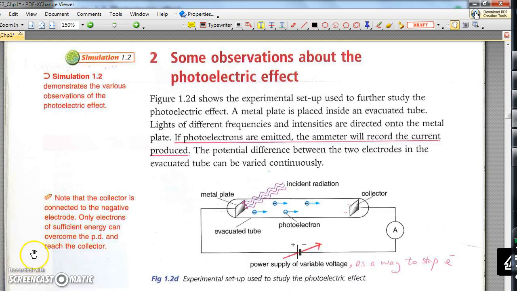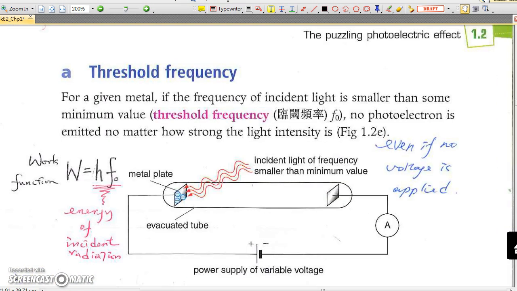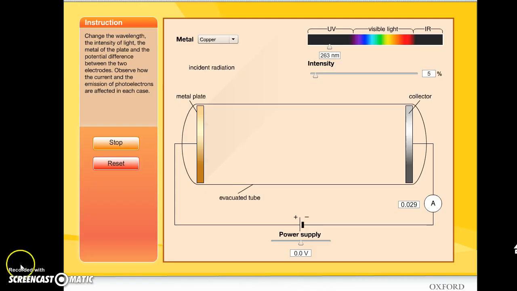So in the actual setup of the photoelectric effect experiment, there is such an evacuated tube, a metal plate, and another smaller metal plate on the other side, the so-called collector, to collect the photoelectrons. There is also a variable voltage power supply, and we are going to explain to you the use of it. So the first thing that you should know is there is a so-called threshold frequency. Just now we see that the wavelength of the EM wave should be short enough in order to produce a photoelectric effect such as this.